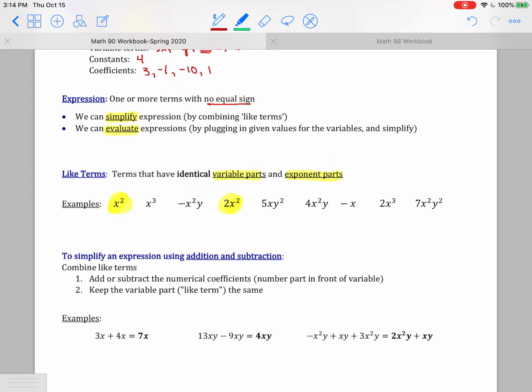Okay, let's find some more. All right, so now we've got x cubes. If we cruise across this list, we can see over here we have a 2x cubed. So those are like terms. All right, here we have an x squared y. We happen to have a negative x squared y, but the negative sign doesn't matter, the negative 1 in front. Let's look for more x squared y's. X squared y's, here we go.